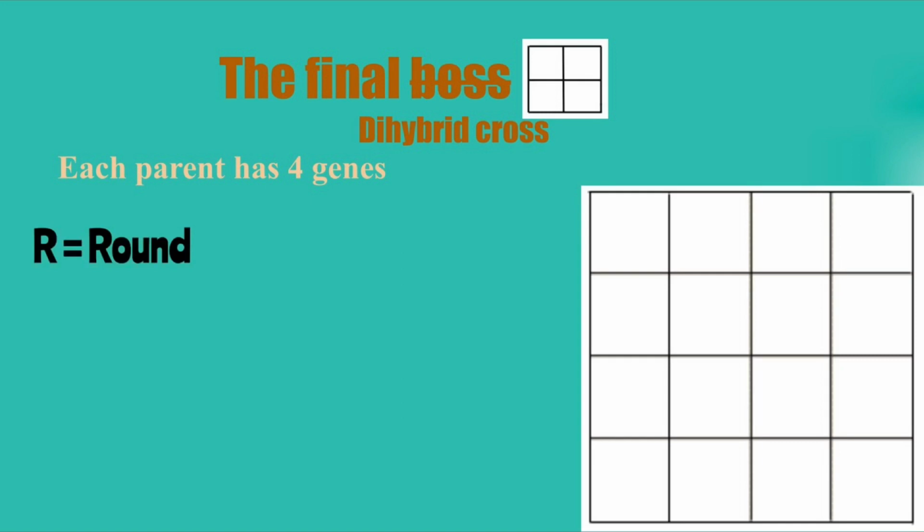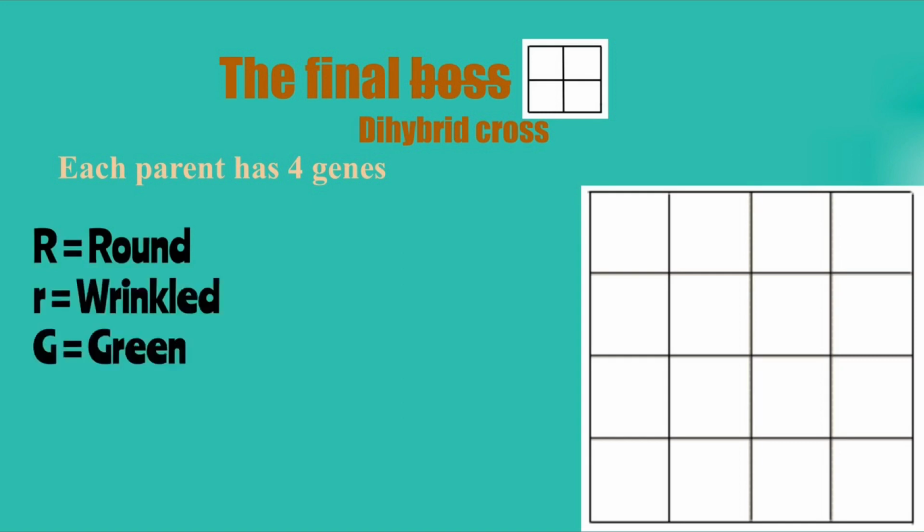A dihybrid cross. This Punnett square is obviously a lot bigger because it is a 4x4 grid. The difference between a dihybrid cross and a monohybrid cross is that there are 4 genes being passed down rather than 2. We are going to use P's in this example. So the uppercase R codes for a round pea, lowercase r codes for a wrinkled pea, uppercase G codes for a green pea, and lowercase g codes for a yellow pea.